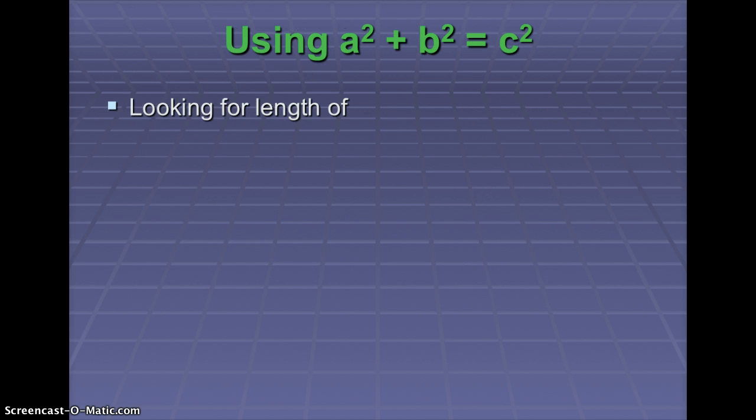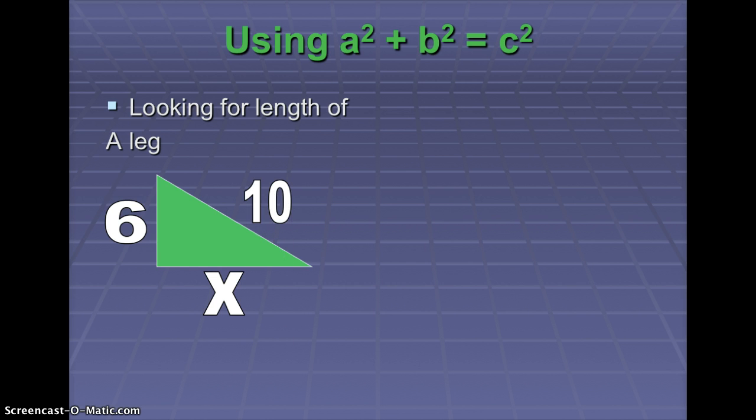Another way to use the Pythagorean Theorem is when you're looking for the length of a leg. So you're given a hypotenuse and you're given one of the legs, but you're looking for the other leg. So in this case, we're given one of the legs is 6, the other is x, and the hypotenuse is 10. So again, you start by writing the formula, a squared plus b squared equals c squared, and substituting in. In this case, I'm saying that b is my unknown. If you switched a and b and said that a is your unknown, that's fine too.